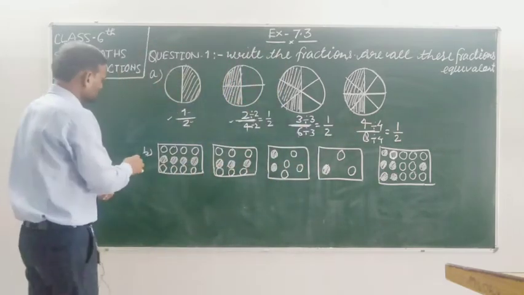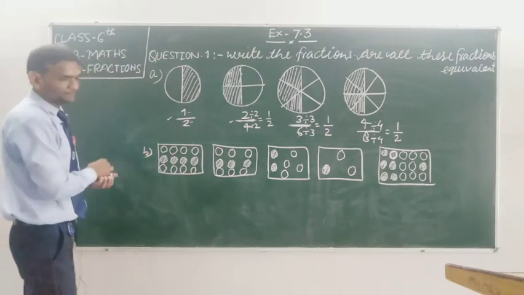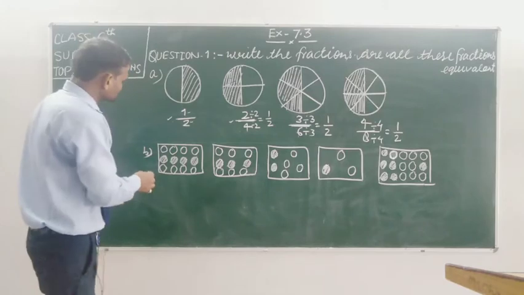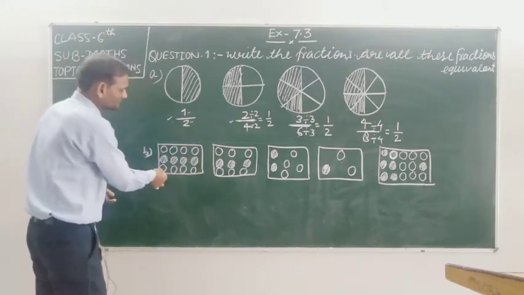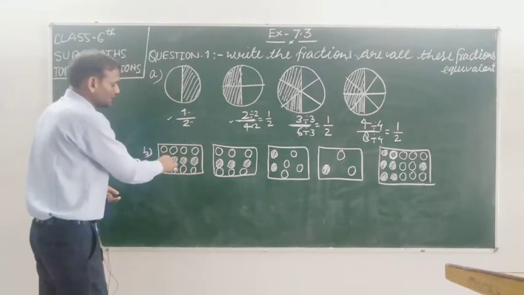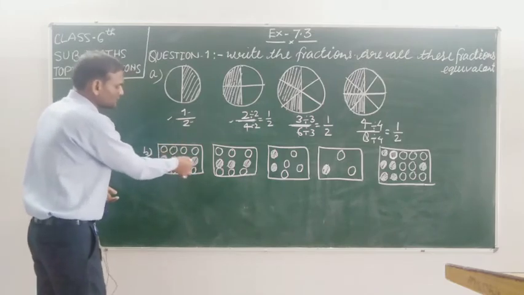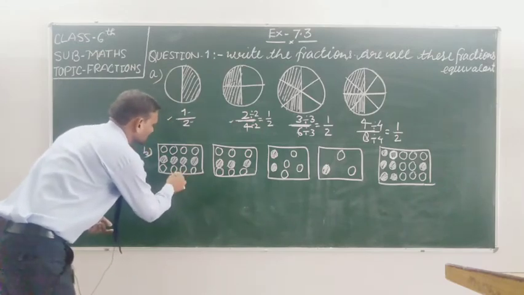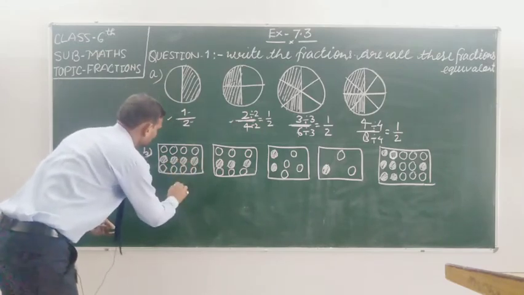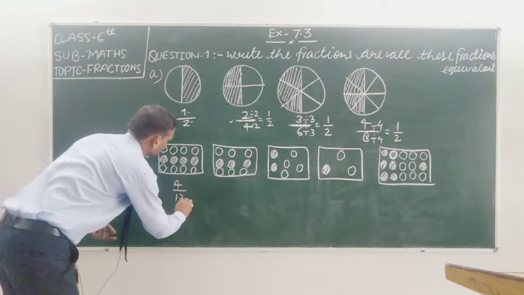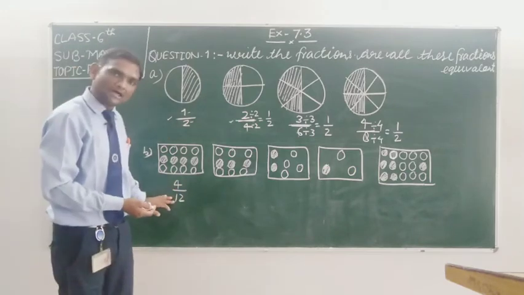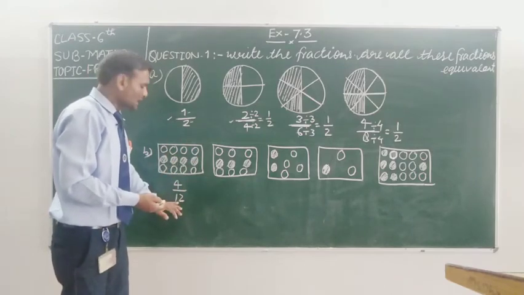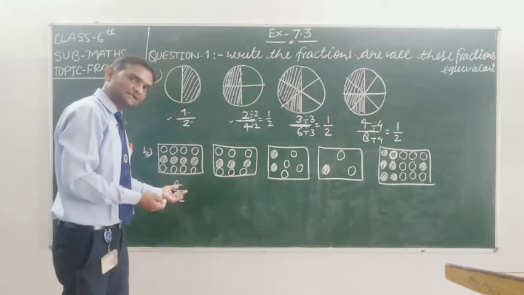So students, now come to the B part. You are seeing that there are 12 small circles, and out of 12 small circles, 4 circles are shaded. So we write the fraction for the shaded circles as 4 upon 12. We write 12 below the division bar. Why? Because the total number of circles is 12 and out of 12, 4 circles are shaded.